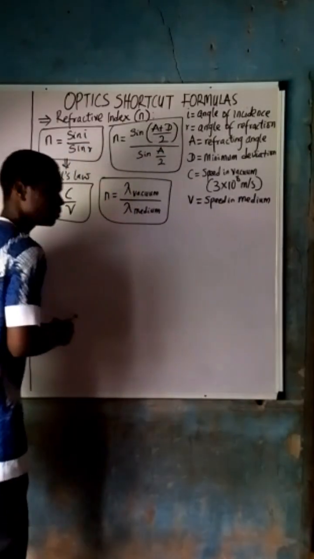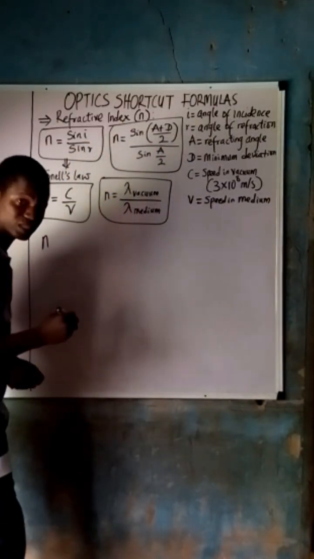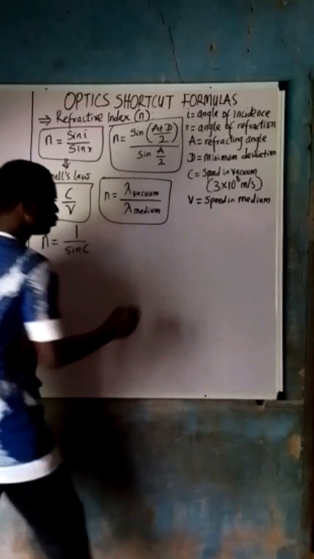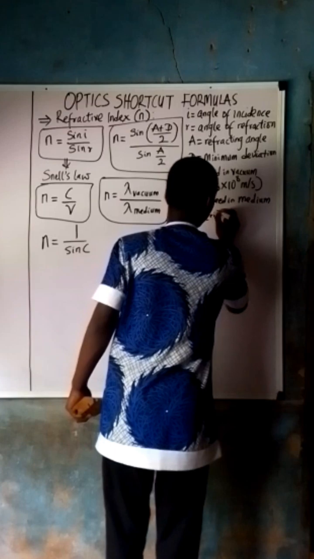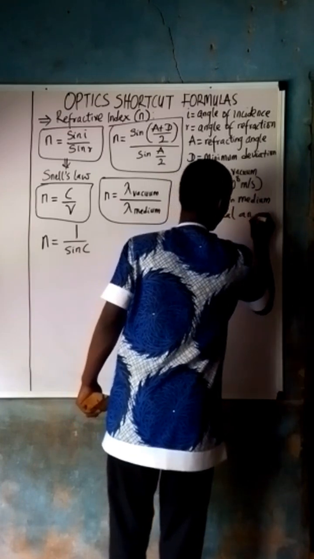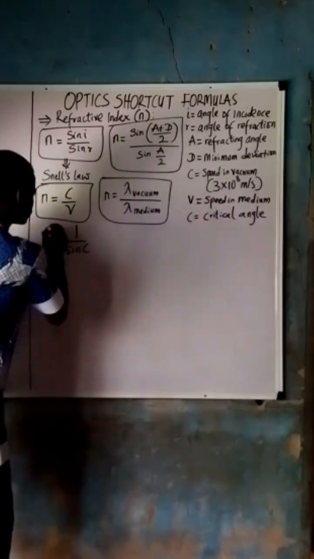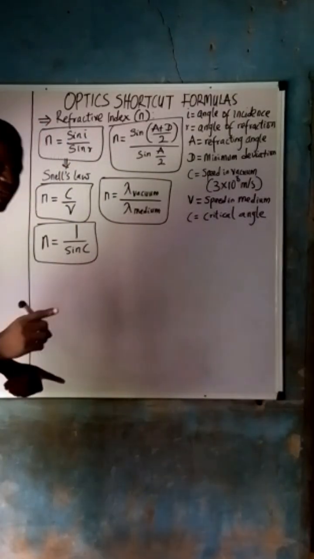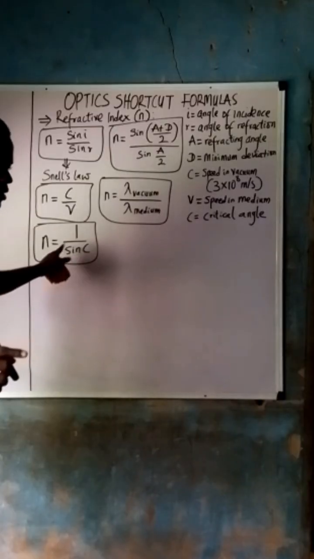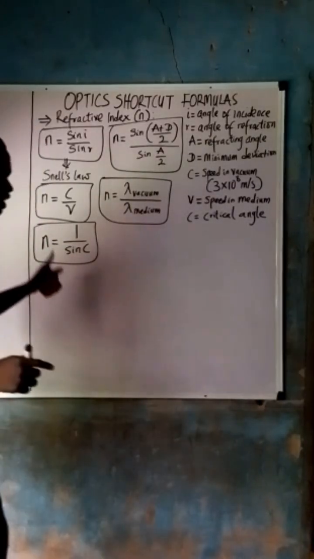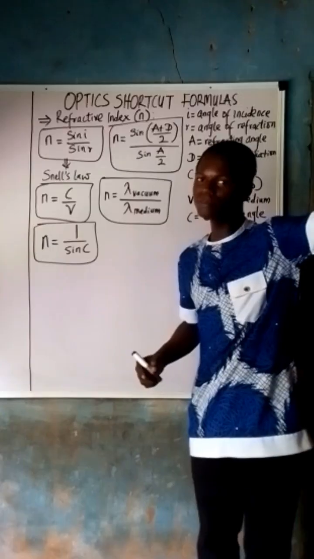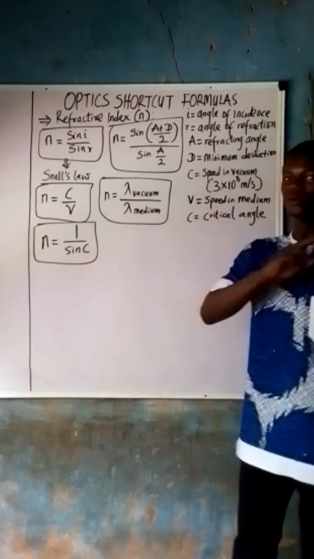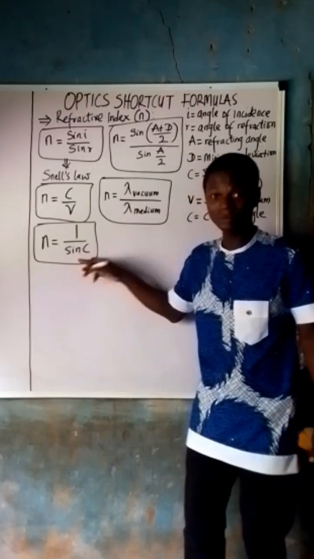Now, guys, this one is simpler. The formula is refractive index equals 1 over sine C, where C here stands for critical angle. So this is what we will use to get our refractive index. Now I want to emphasize something regarding this. You use this formula if and only if the second medium is air. I repeat, this formula applies if and only if the second medium is air.